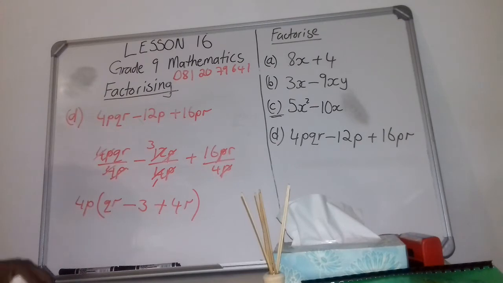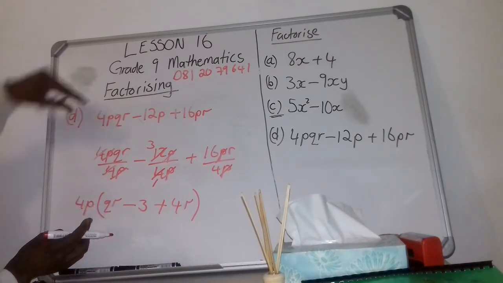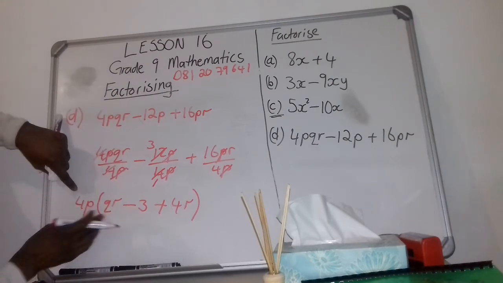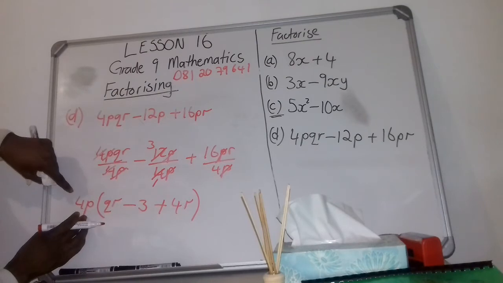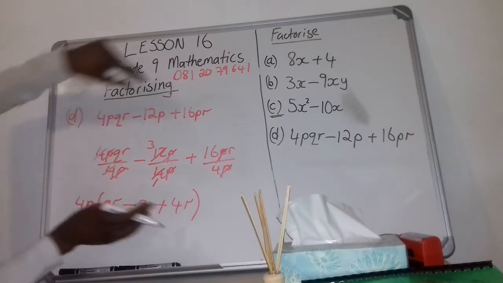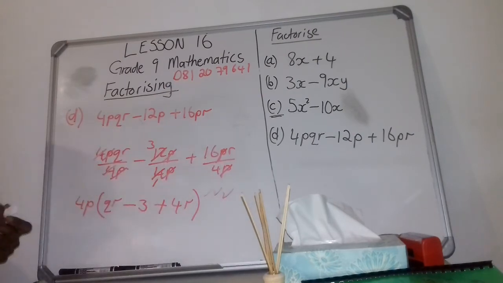So if you look at this, 4P times PQR, you get that. 4P times negative 3, you get negative 12P. 4P times 4R, you get 16PR. So we are super right.